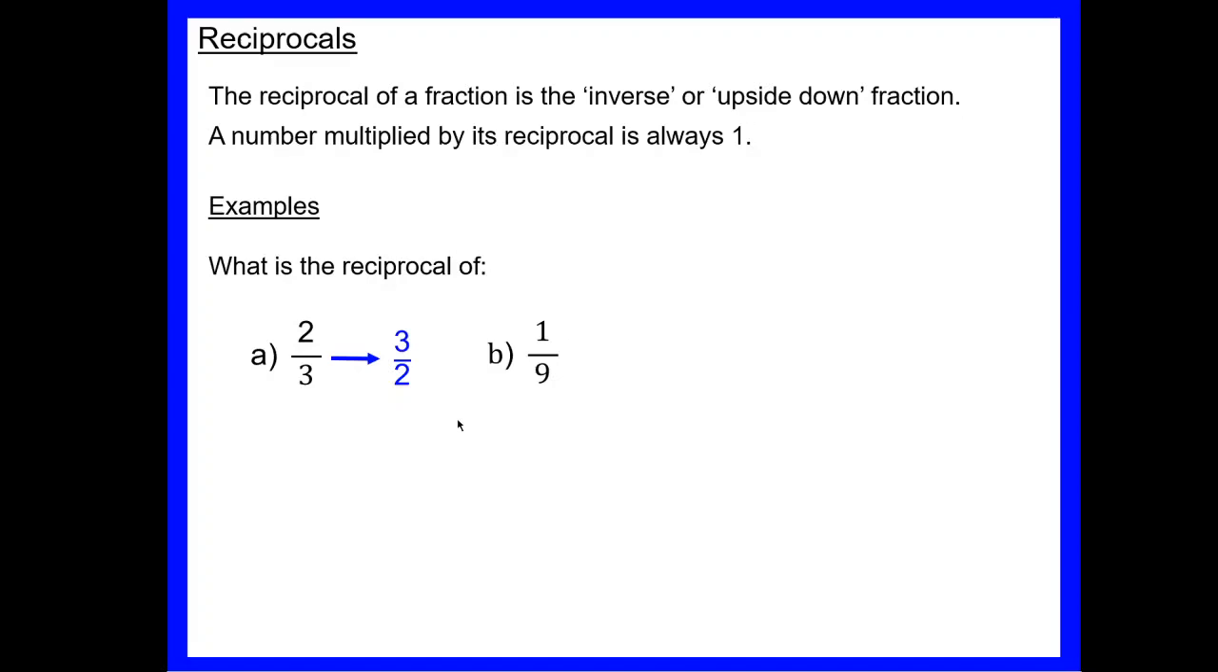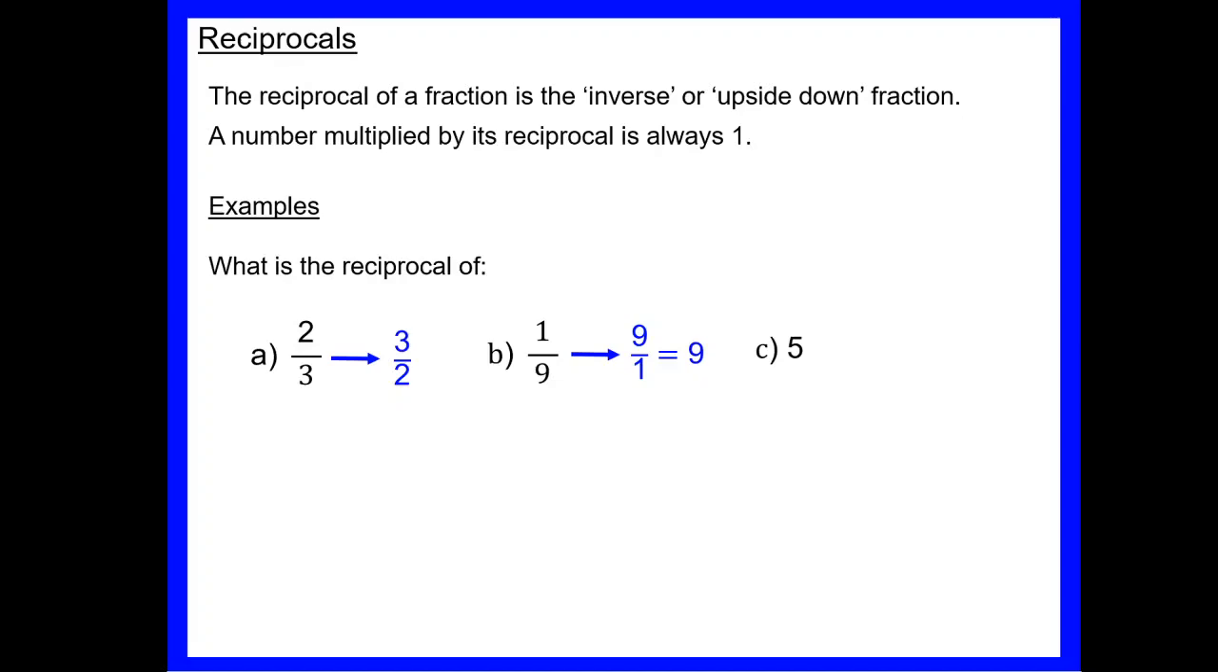Our second example then, I've got 1 out of 9. So its reciprocal. Remember, we're going to flip it upside down. We get 9 over 1. Now that's an improper fraction, so we're going to simplify this because 9 divided by 1 is equal to 9. If we divide by 1, we get a whole number. So the reciprocal of 1/9 is 9.